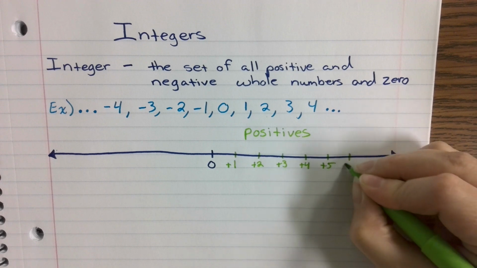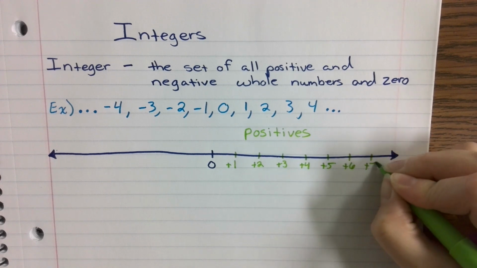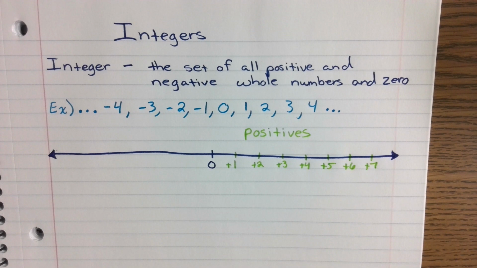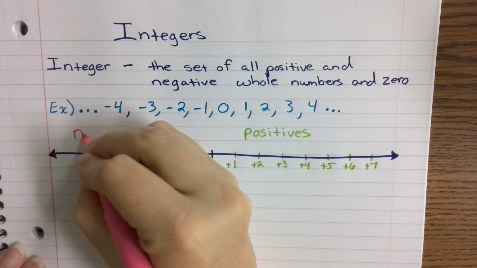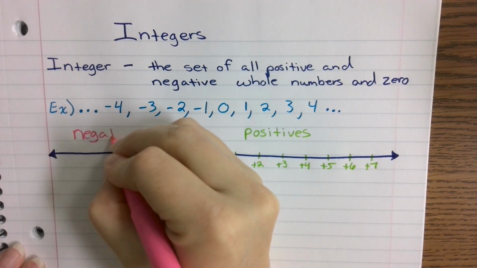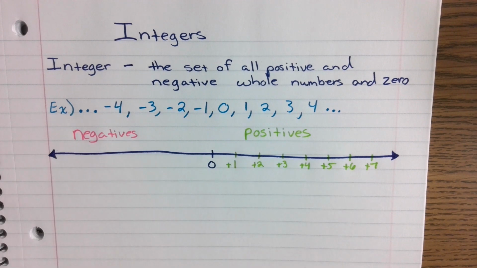And I'm just going to keep filling in my number line. It's up to +7. The arrow indicates that it does continue going on. So we know there's a +8, +9. It keeps going and going and going. On the left side of the 0, that's where we have our negatives. So I'm going to fill that in with a pink or a red, depending on which color you've got.